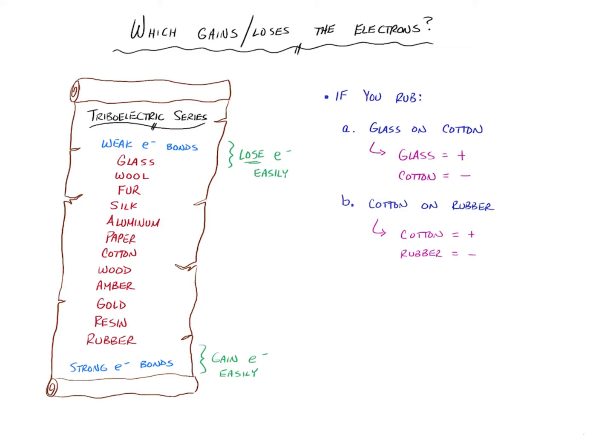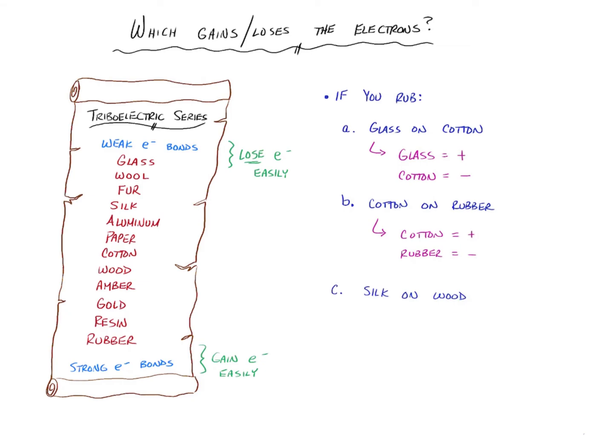So the cotton in this case becomes positive because before, while glass was above it on the list, rubber is now beneath it. And with this example list we're given, whatever is further down the list forms stronger bonds and is going to be able to rip those electrons away.